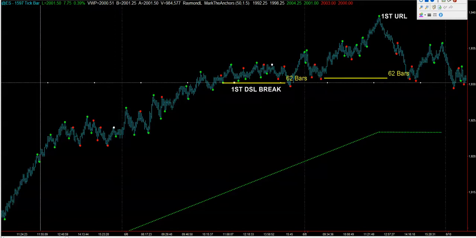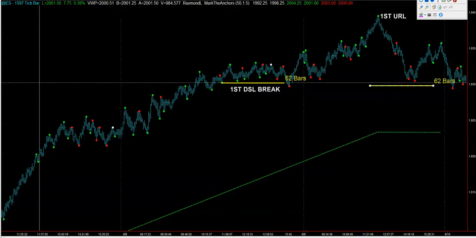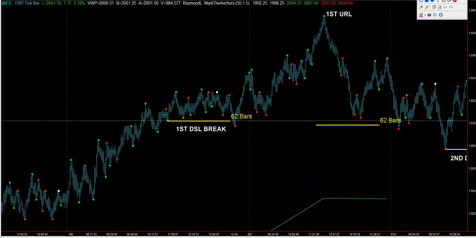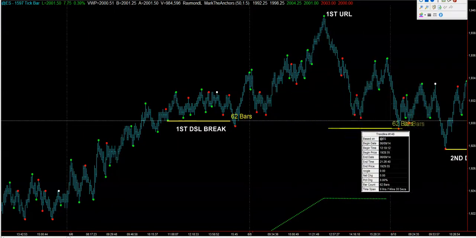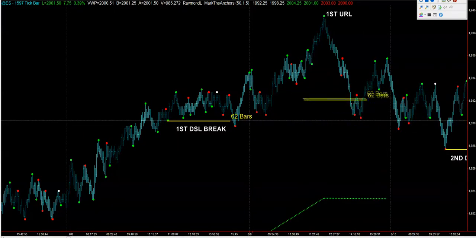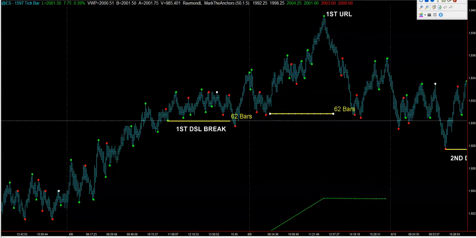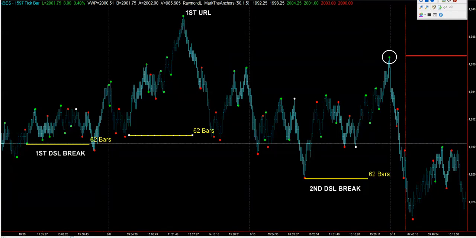The DSL breaks have to be lower. So we have to find one that is lower. That's too long. Those don't count. This one does not count because it's higher. See? There it is. It's broken somewhere around there, but it's above. So we can't use it. It can only happen below. And there is the second one that is below. Reverse.